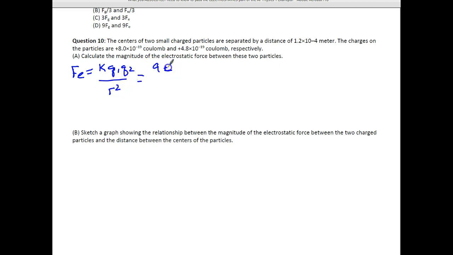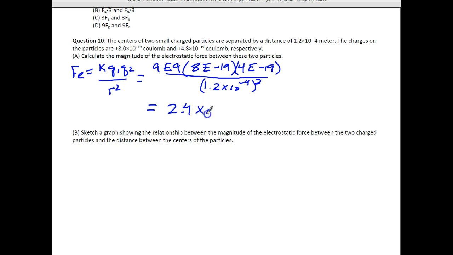So this is 9 times 10 to the 9th times 8 times 10 to the negative 19th. You'll notice I'm using E here instead of times 10 because sometimes they do that. And then our last charge is 4 times 10 to the negative 19th. And we're going to divide that by the distance between them, which is 1.2 times 10 to the negative fourth. And that quantity is squared, so be careful that you square that. And we find out that the electrostatic force between the two is 2.4 times 10 to the negative 19th newtons.